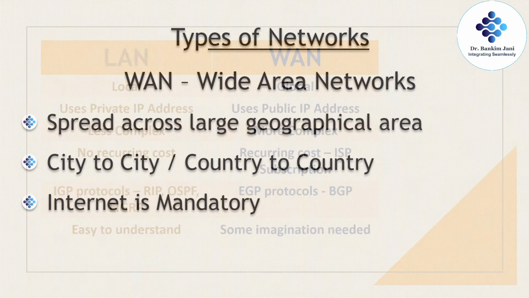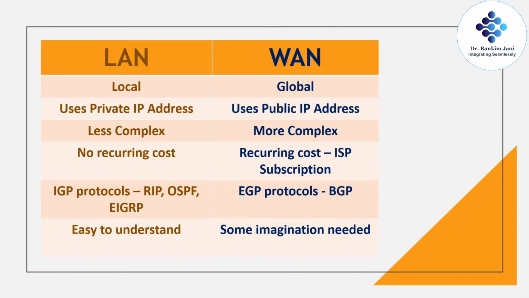The major difference between LAN and WAN: LAN is local, WAN is global. LAN uses private IP addresses, WAN uses public IP addresses, and we shall be talking about public and private IP addresses in our next lecture. Complexity of WAN is more than LAN. Recurring cost is associated with WAN in the form of subscriptions, which are to be given to internet service providers. LAN is your own, it's within your own premises, so you don't have to pay anything to run it.